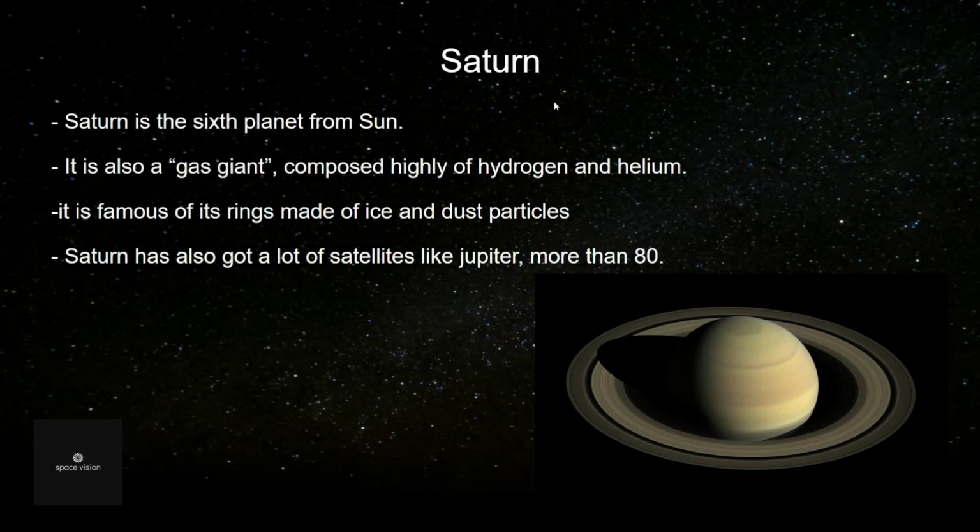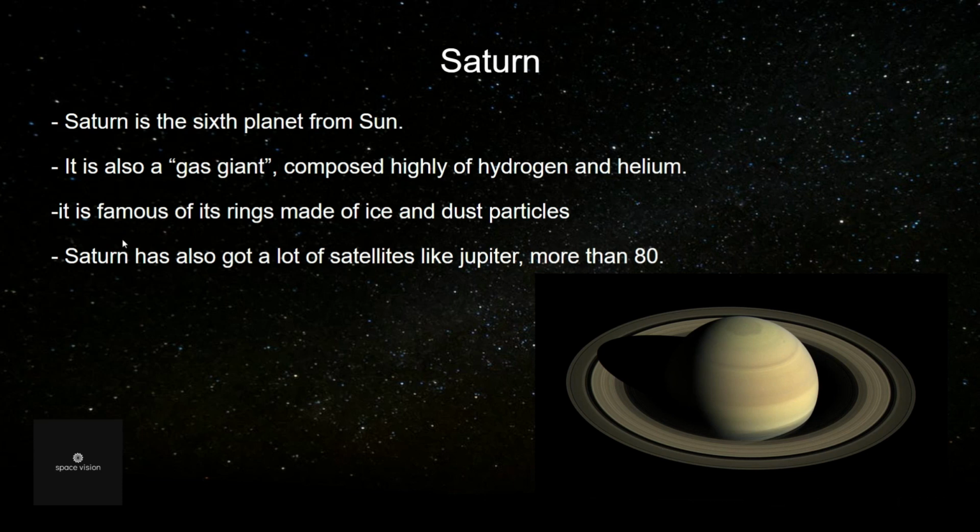And then we have got Saturn. In my opinion, Saturn is the most beautiful planet of the solar system. Saturn is the sixth planet from the Sun, and it is also called a gas giant because it is composed mostly of hydrogen and helium, and it is famous for its rings made up of ice and dust particles. You can see these beautiful rings here, and people love it. They say this is the most beautiful planet.